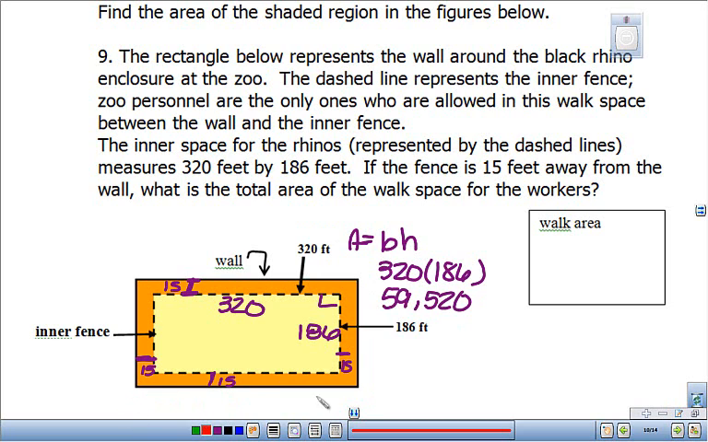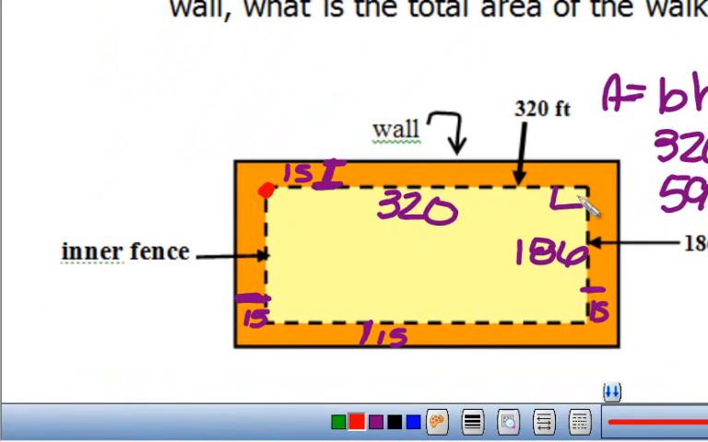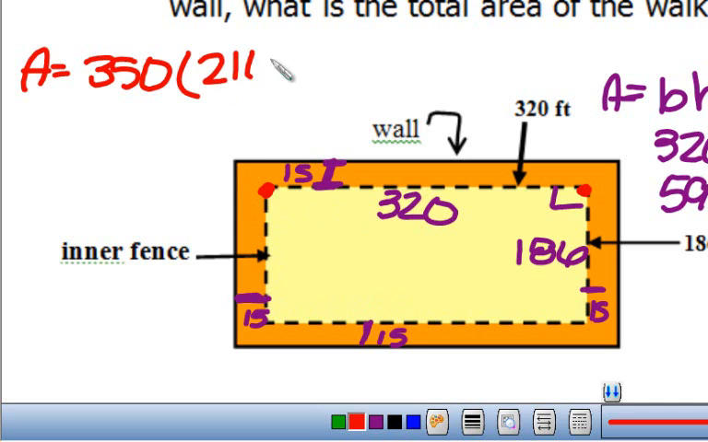Now we have to figure out the outer wall area, and then we can subtract to get the difference. Remember, difference means to subtract. So to get the total length, we have 320 from here to here. We have to add in 15 on each side. So 320 and 30 is 350. So my base is 350. Okay, and then they'll have the 186, and we have to add 15 to each side, so that's a total of 30, which gives us 216. So 216 times 350 is 75,600. Okay, and that's the entire rectangle.